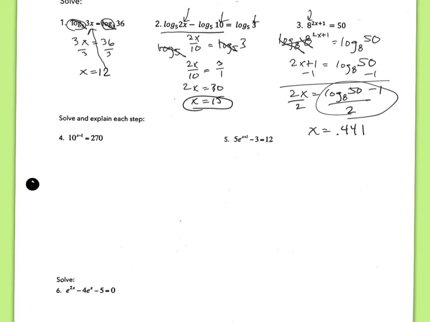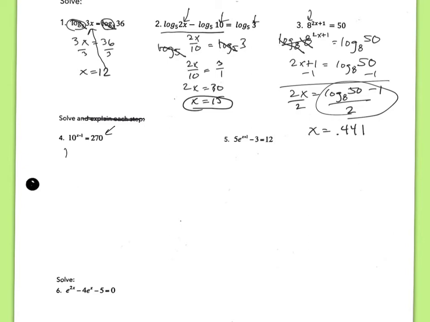Now for the next style, we're not going to explain each step. We're just going to solve this. The bases don't match, right? We have 10 as a base. Now over here, the 270, that really isn't a base. That's just 270. There's no power there. So we're going to use log base 10.